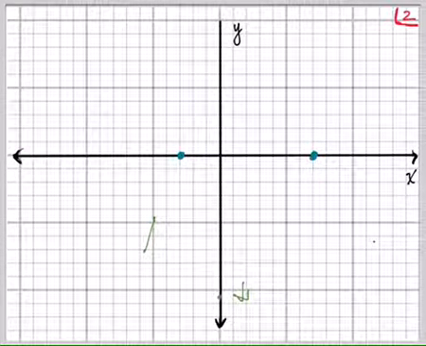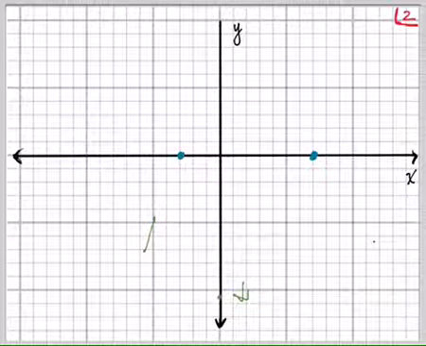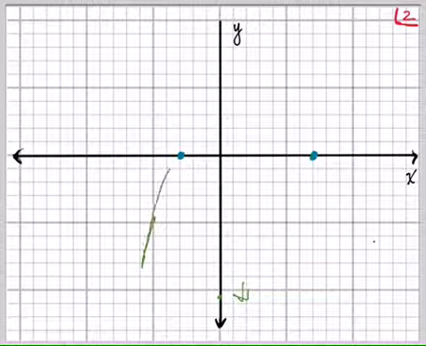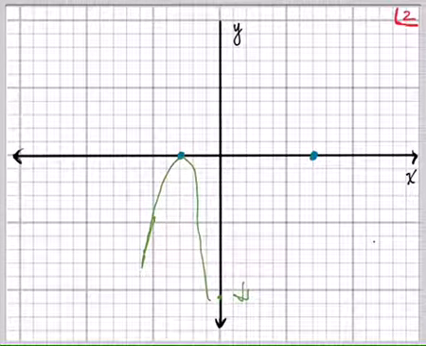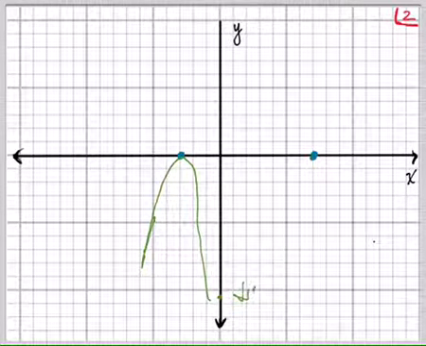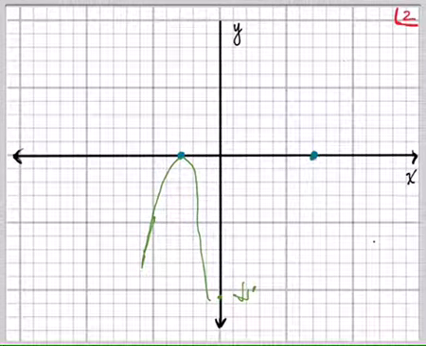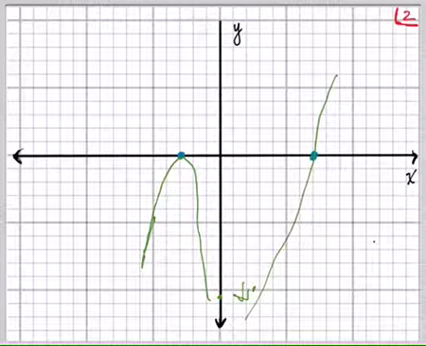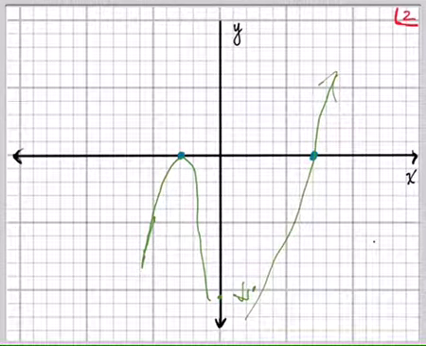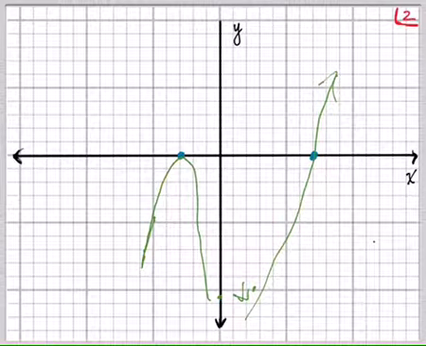So your graph is going to be very steep right here. It's going to go like that, and then it's going to come back up eventually and go like that. Whoops. Let's try that again. Something like that. That's what's going to happen.